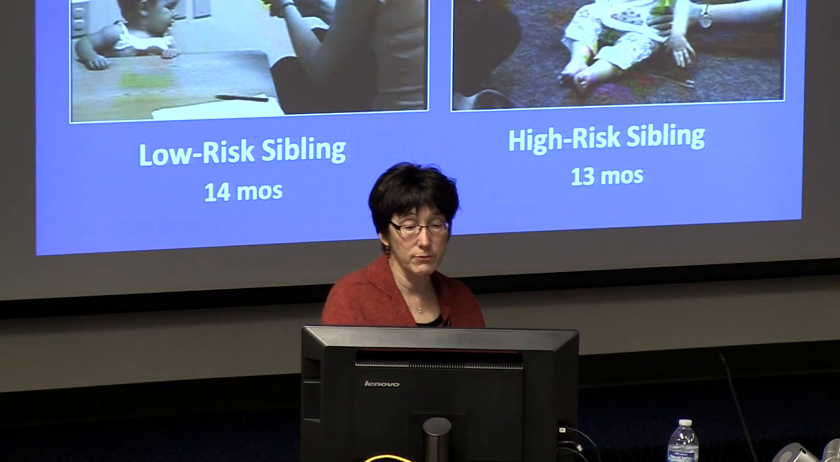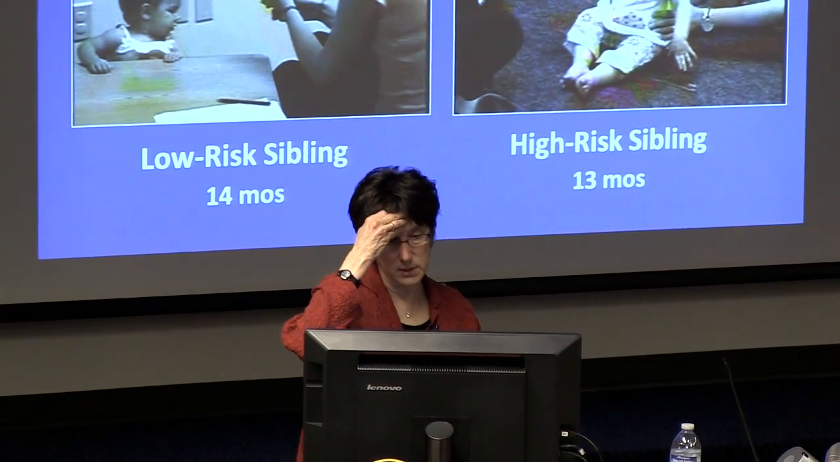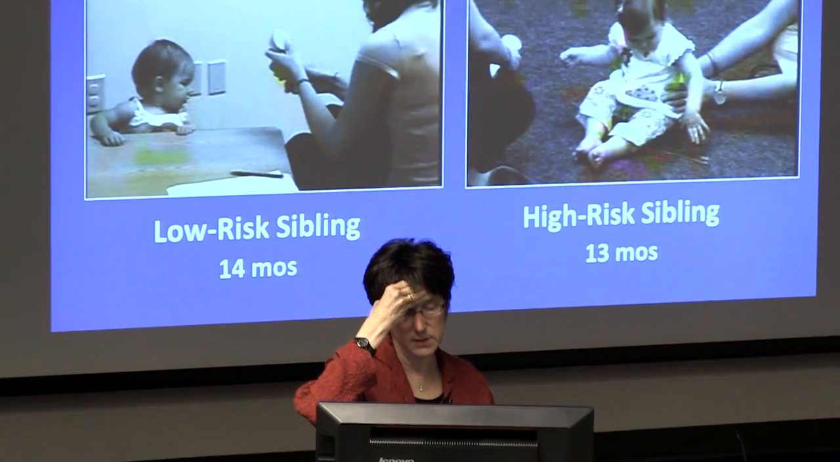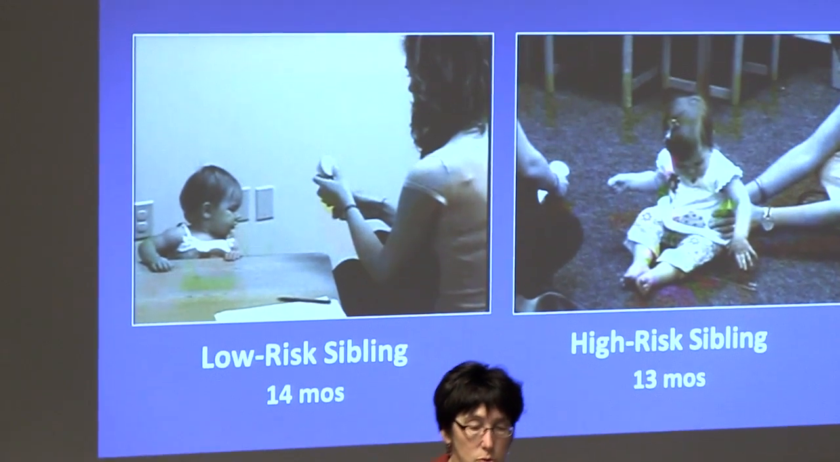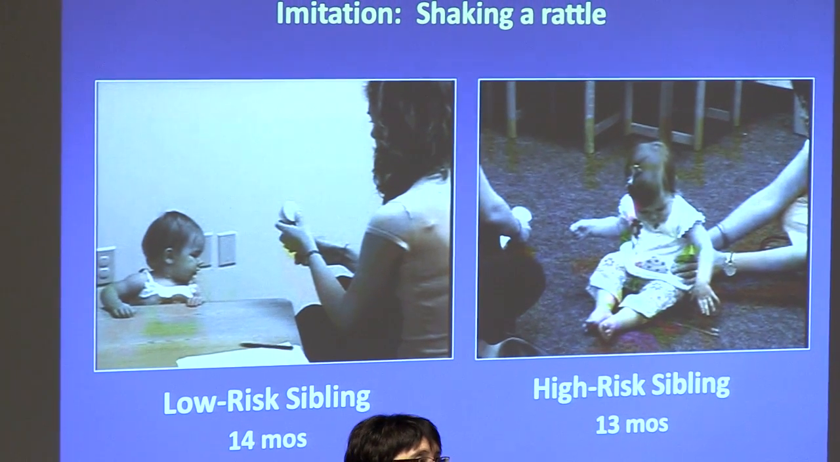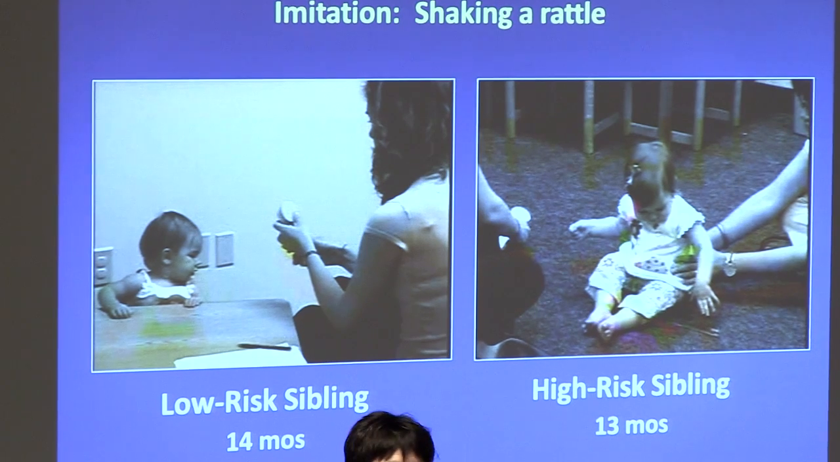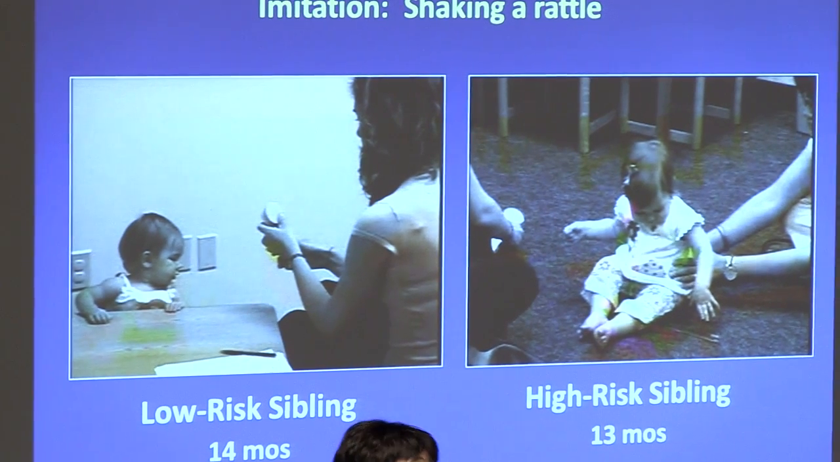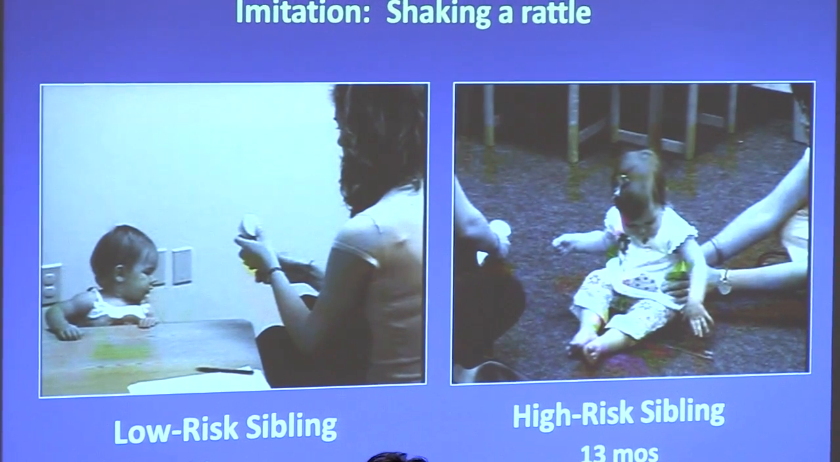So here's an example of a different assessment. It's the STAT, the screening tool. This is a very simple imitation activity where the examiner models shaking a rattle, and then gives it to the child to see if they'll imitate.